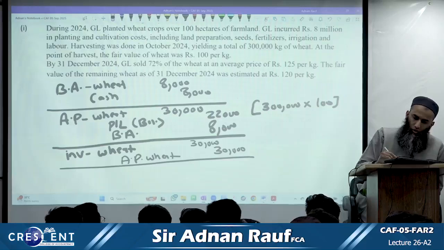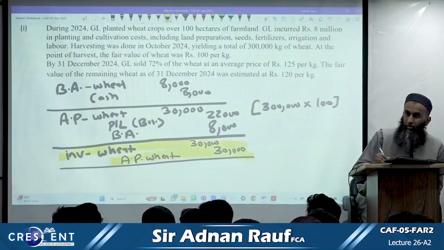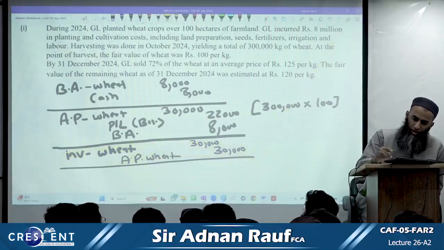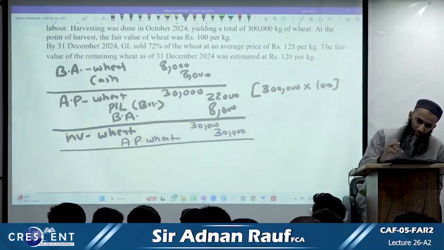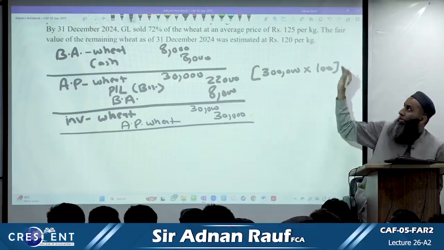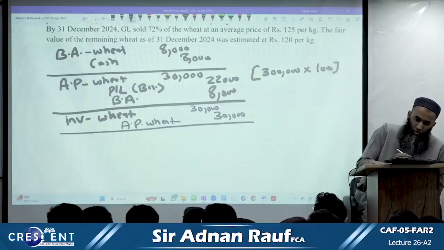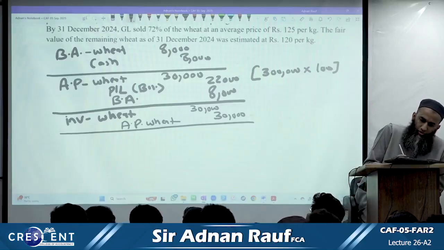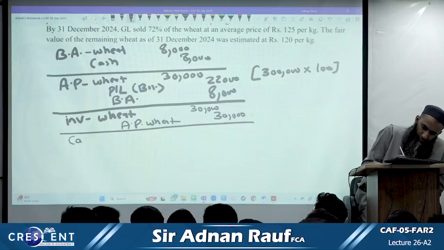And where would we have immediately shifted it? The next entry, into inventory, is easy. Tell me what it is. By the 31st of December, there is no need to look at the above; two lines are enough. By the 31st of December 24, the company sold 72% of wheat at an average price of 12.5.